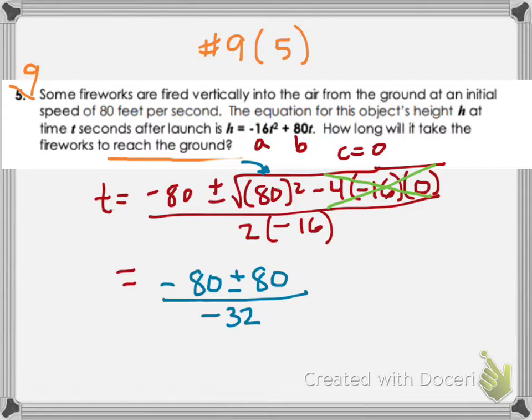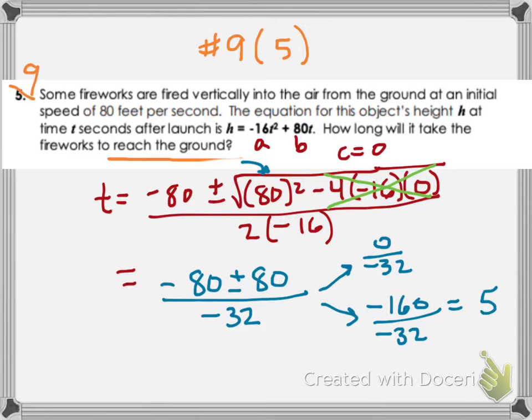So then you do this twice. You do negative 80 plus 80, which would be 0 over negative 32. And you do negative 80 minus 80, which is negative 160 over negative 32. And I believe this comes out to be 5. This comes out to be 0. So 5 seconds is the one that makes sense.